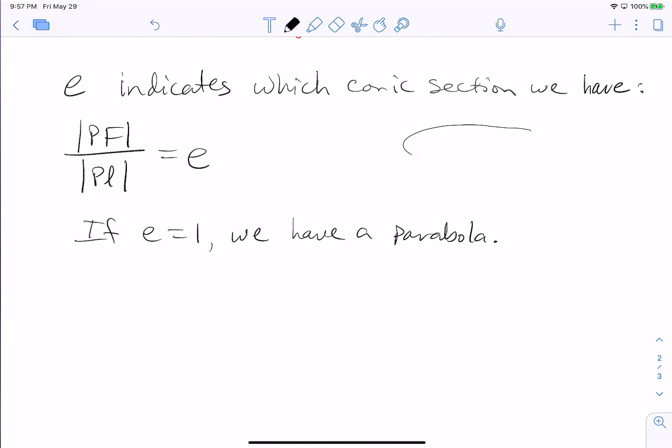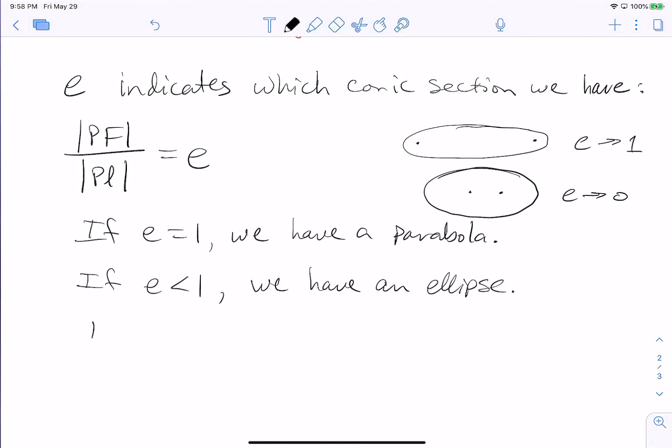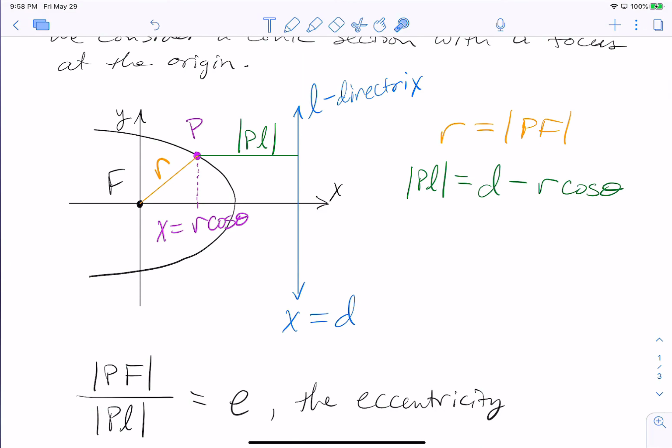You may recall from our discussion about ellipses that if my foci are very far apart from the center, then I have an eccentricity that's approaching 1. And for an ellipse that's more circular, where the distance between the foci is getting closer, the eccentricity would be approaching 0. Here's the point: the eccentricity for an ellipse is less than 1. Finally, if e is greater than 1, then we have a hyperbola. And that means that the distance from the point to the focus would be greater than the distance from the point to the directrix.